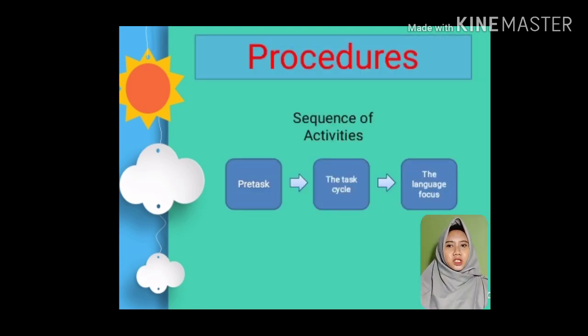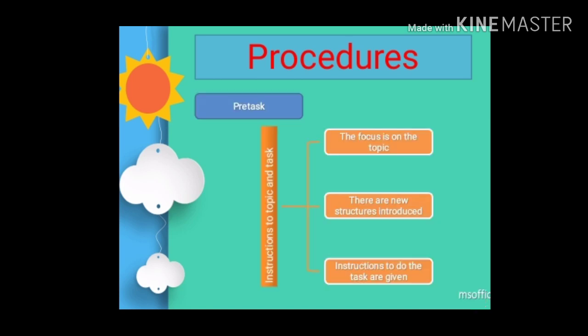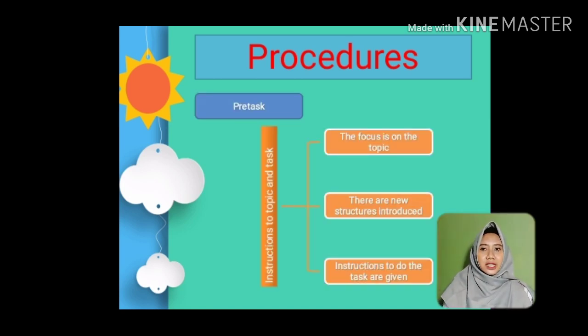We will now discuss the procedure of task-based instruction. There are 3 steps. The first one is pre-task, and then task cycle, and the last is post-task. The first step is pre-task. In this step, the focus is on the topic, new structures are introduced to the students, and instructions to do the tasks are given.